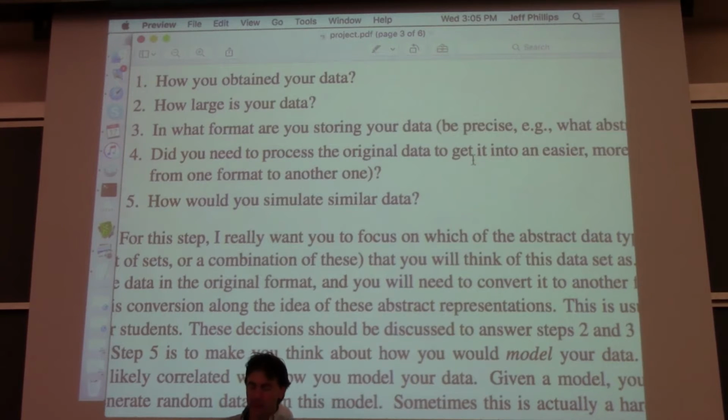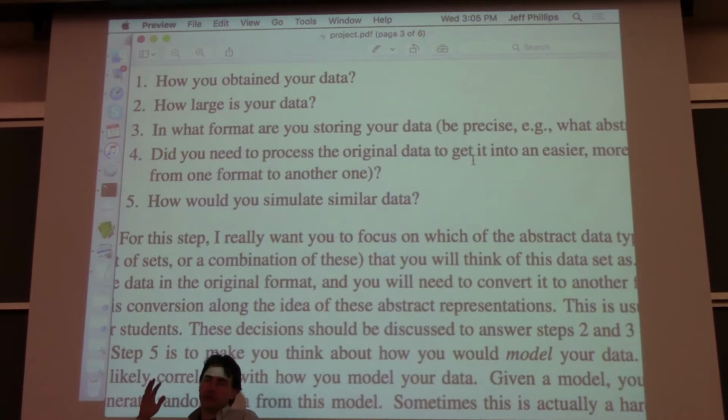And so part of this, the fourth one is: how did you process it to make it easier to use? You should have done some processing on the data at this point. So I'm asking you, how did you do it? Just as a way of checking that you've actually done something. And you don't need to be too detailed here. I just want to know roughly how you did it.